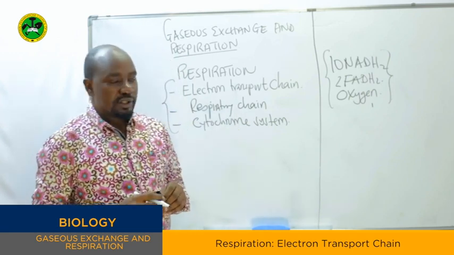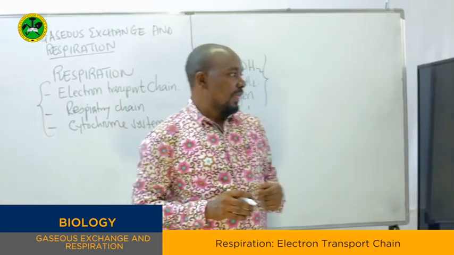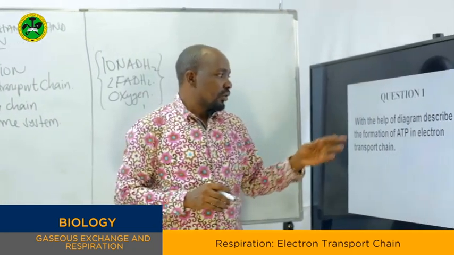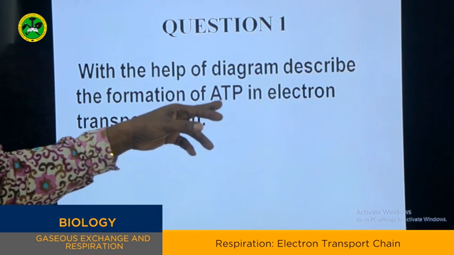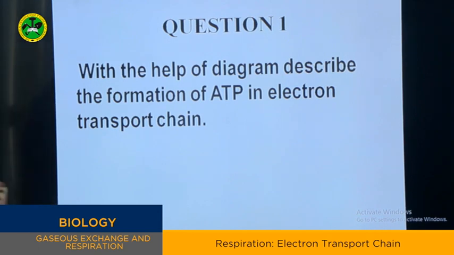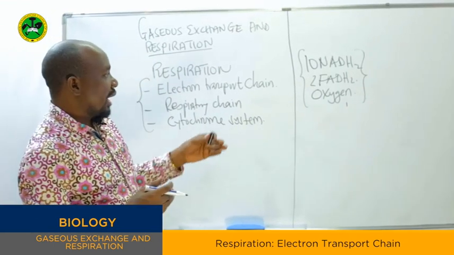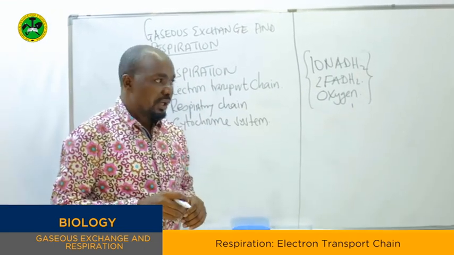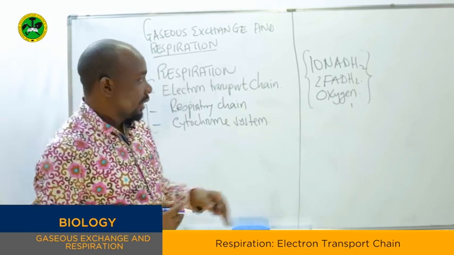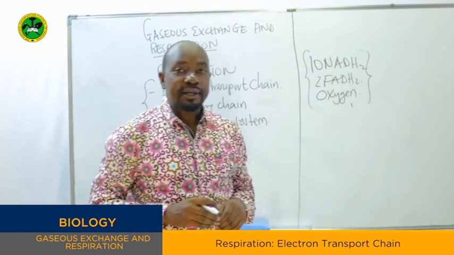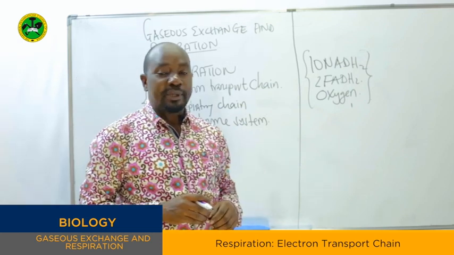Discussing this concept in detail, let us look at question number one. The question reads: with the help of a diagram, describe the formation of ATP in the electron transport chain. So now you are aware of the raw materials. Then we need to explain how the energy carried by these is released in the electron transport chain in the form of ATP energy.